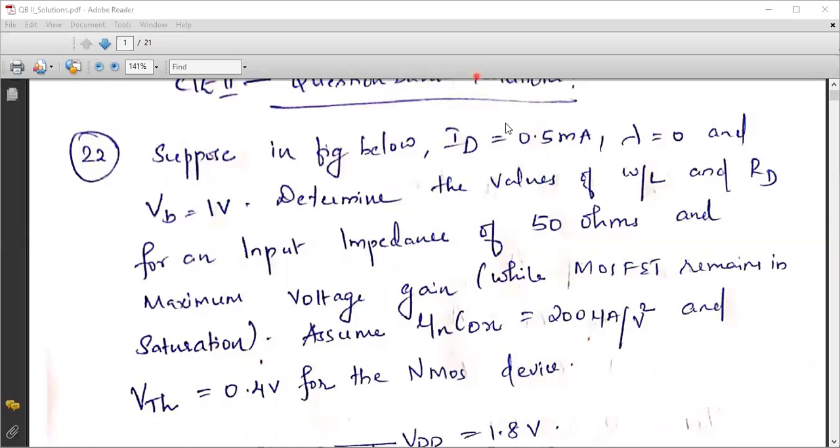Assume mu n COX is equal to 200 microampere per volt square and the threshold voltage VTH is equal to 0.4 volt for the NMOS device.